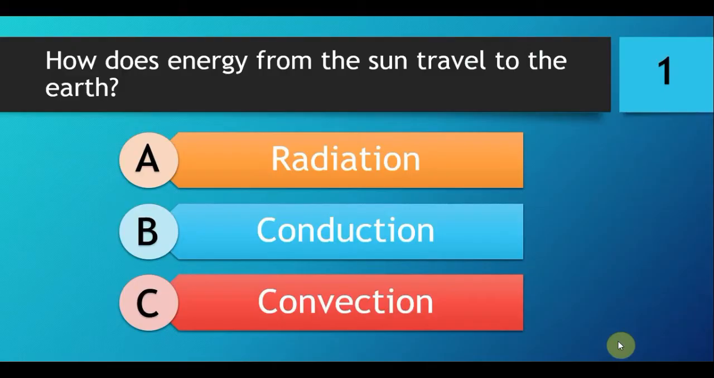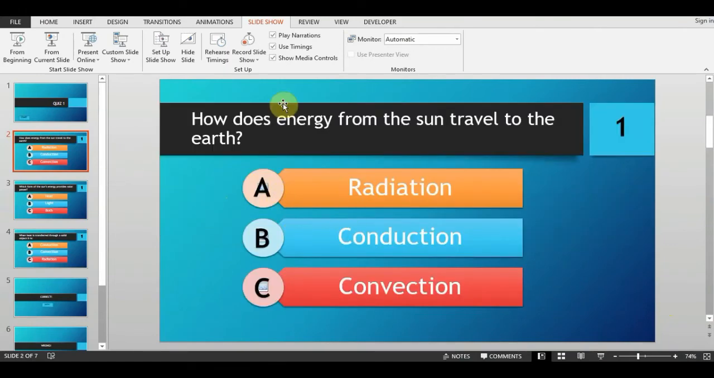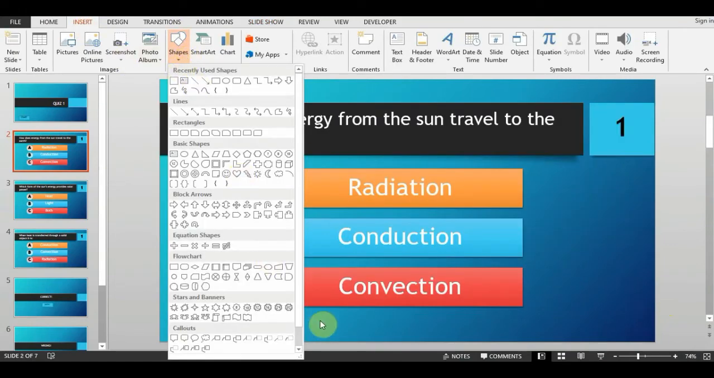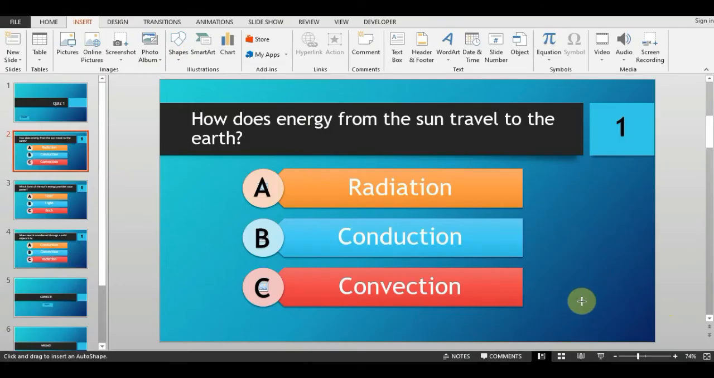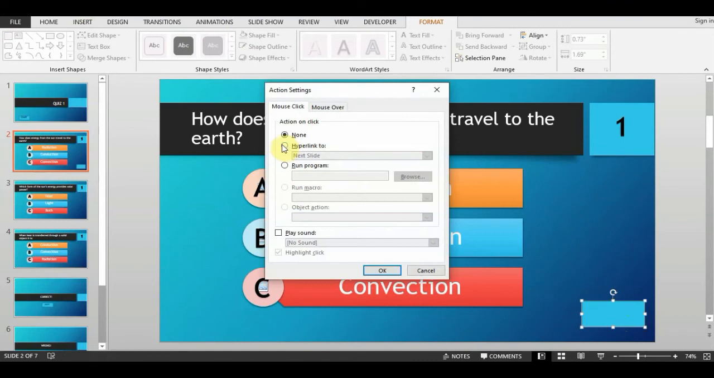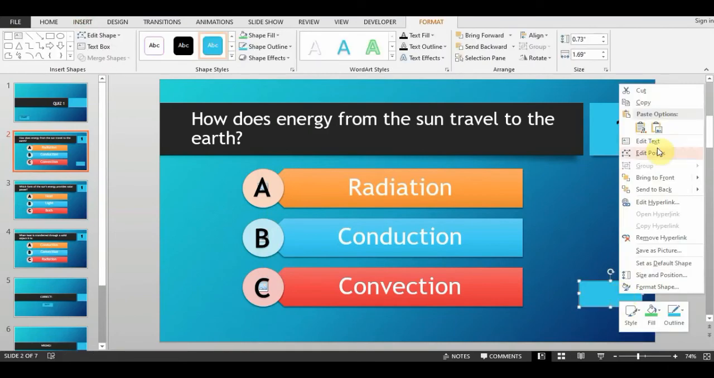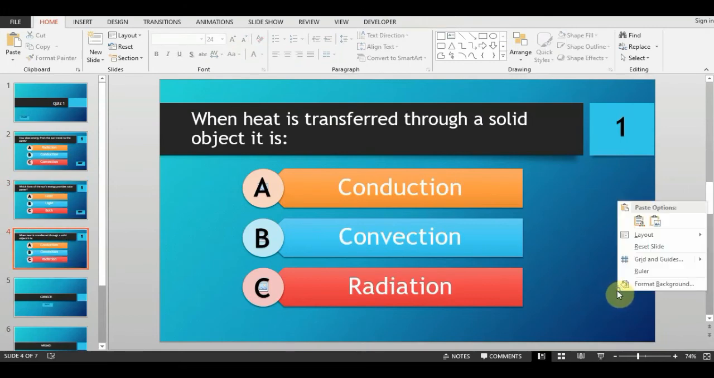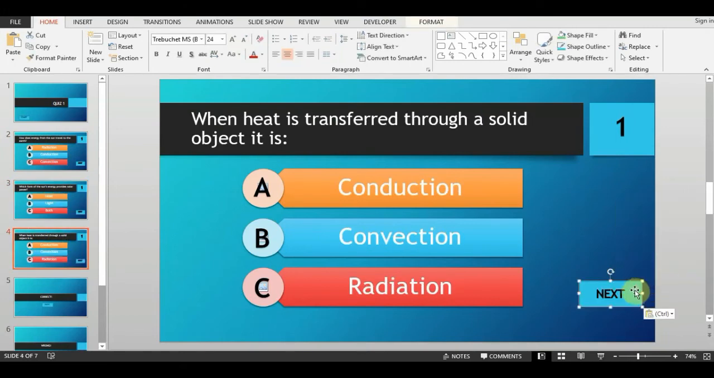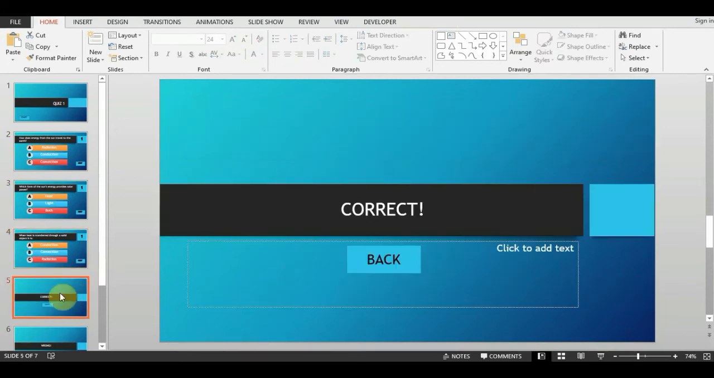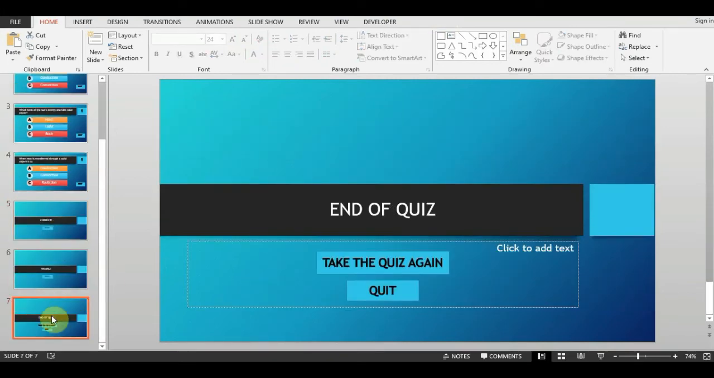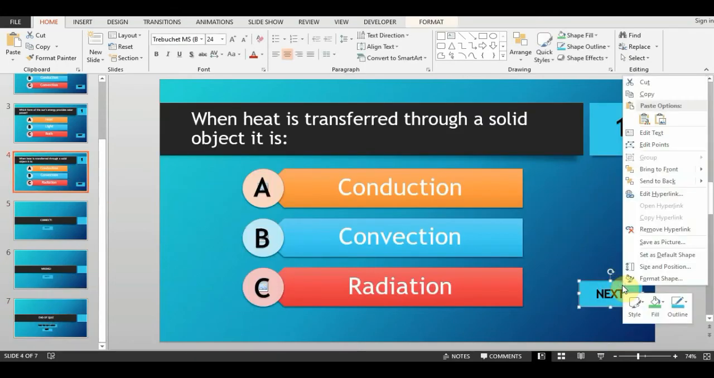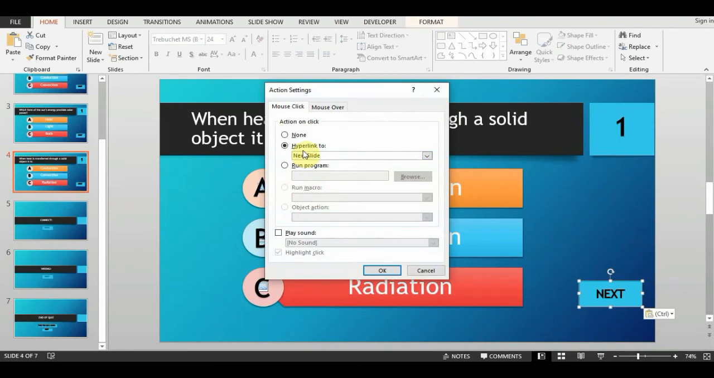After each question, we should provide a next button so a user can proceed to the next one. For this, we need another action button. Place it somewhere here, and in hyperlink, select Next Slide and label the button Next. You may then copy this button to the rest of the question slide. For the last question, we should edit the hyperlink so that it will land on the last slide. To do that, right-click on the next button, click Edit Hyperlink, and choose Last Slide.